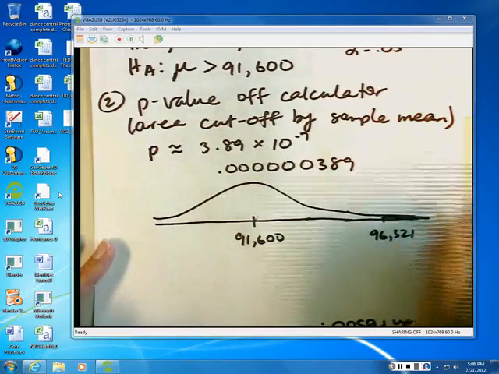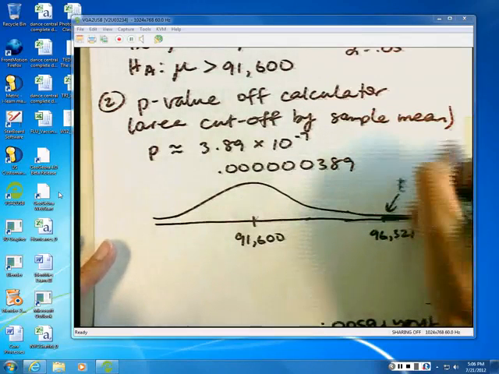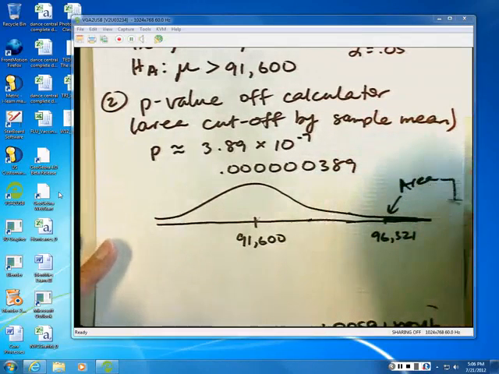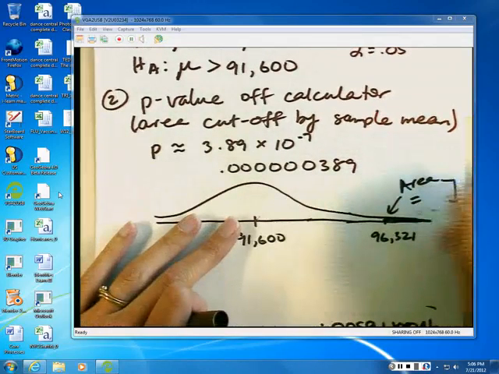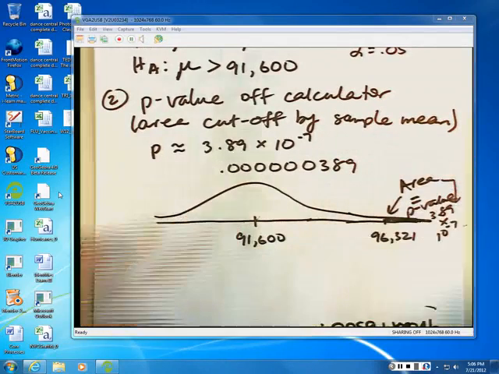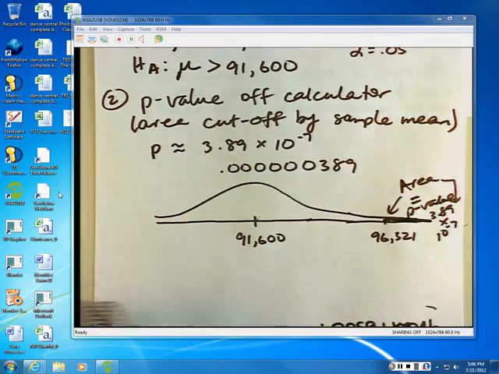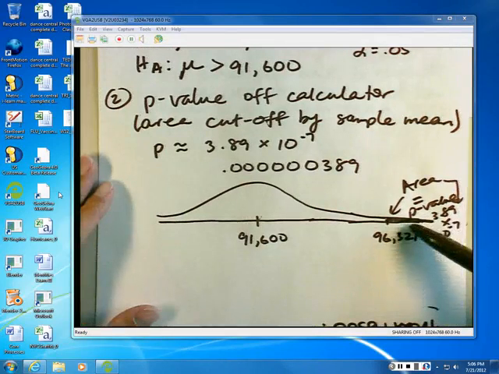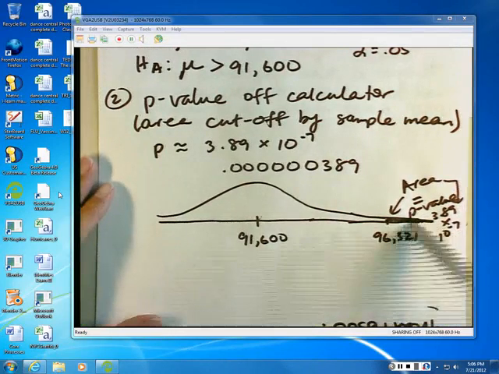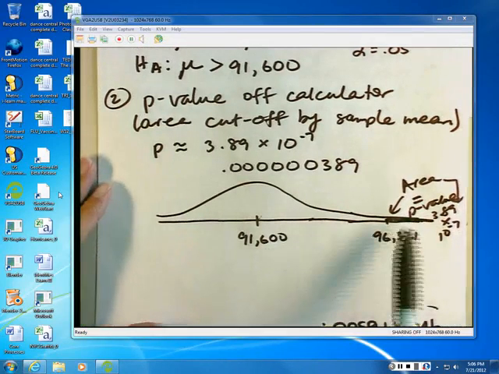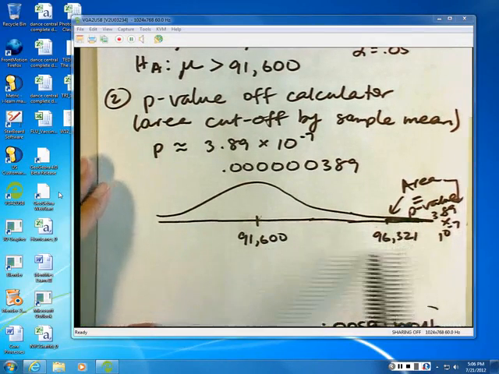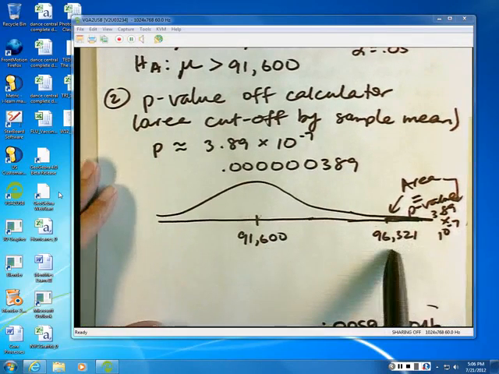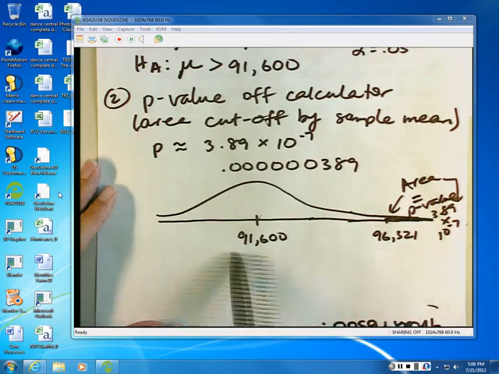This area right here. So this area is my p-value, which is tiny, 3.89 times 10 to the negative 7. I have a tiny p-value. So in order to decide, I can look at this and go, whoa, I'm cutting off a really, really small area under the curve that's very far away from 91,600. Just visually, I can see that this is significantly far away, or significantly bigger than the 96,321. It's significantly bigger than the 91,600.